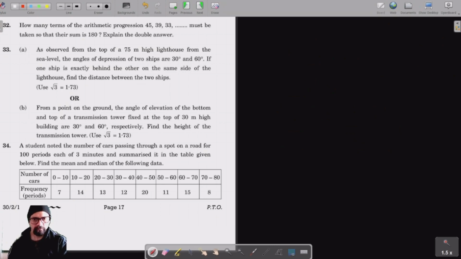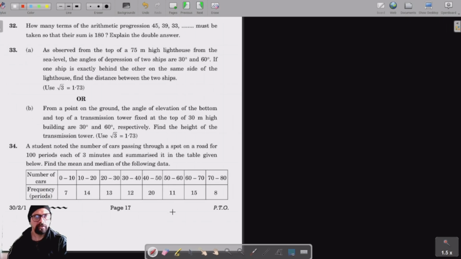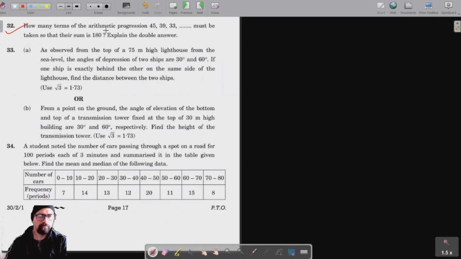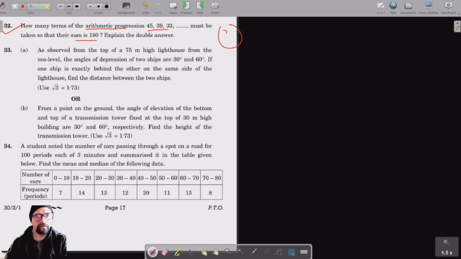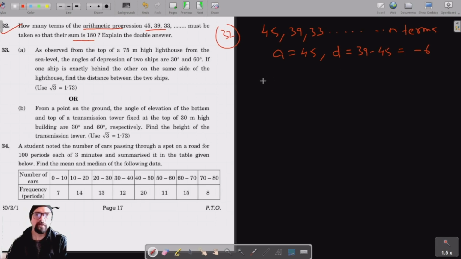Okay, for question number 32 of section D, we have to find the number of terms of the AP so that the sum is 180. The given AP is 45, 39, 33, and it goes on like this till n terms. Here a is 45 and d is 39 minus 45, which is negative 6. It's given that the sum of n terms is 180.